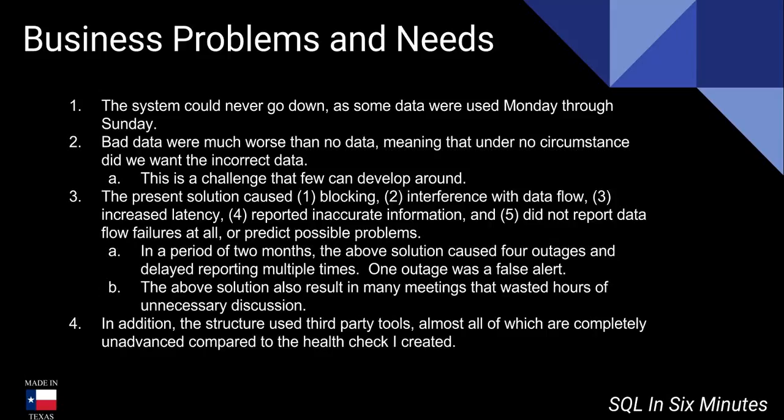Three, the present solutions that these companies were using caused blocking, interference with data flow, increased latency, reported inaccurate information, and didn't report data flow failures at all or predict problems that were growing, right? For instance, in one example, in a period of 2 months, the solution that they were using had caused 4 outages and delayed reporting multiple times. One outage was a false alert.